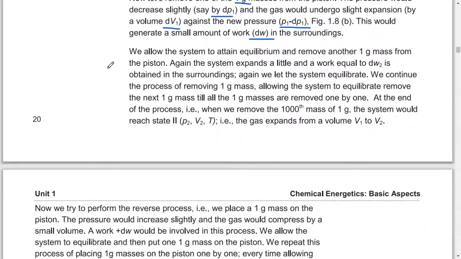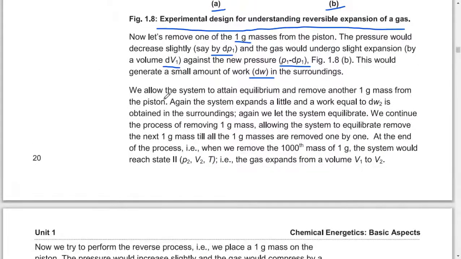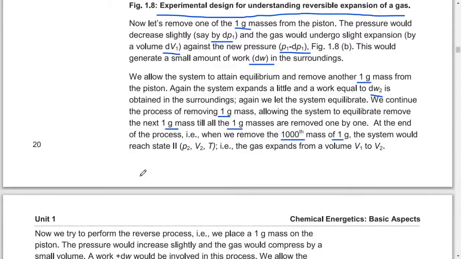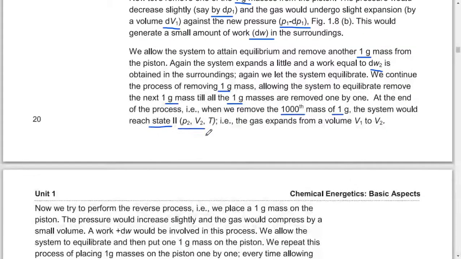We allow the system to attain equilibrium and remove another 1 gram mass from the piston. Again the system expands a little and a work equal to dW2 is obtained in the surroundings. Again we let the system equilibrate. We continue the process of removing 1 gram masses, allowing the system to equilibrate, till all the 1 gram masses are removed one by one. At the end of the process, when we remove the 1000th mass of 1 gram, the system would reach state 2, P2, V2, T. That is, the gas expands from a volume V1 to V2.